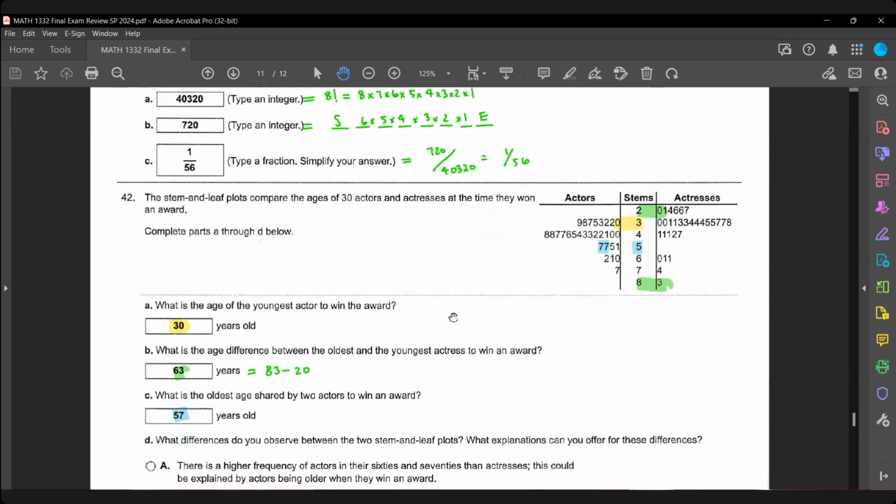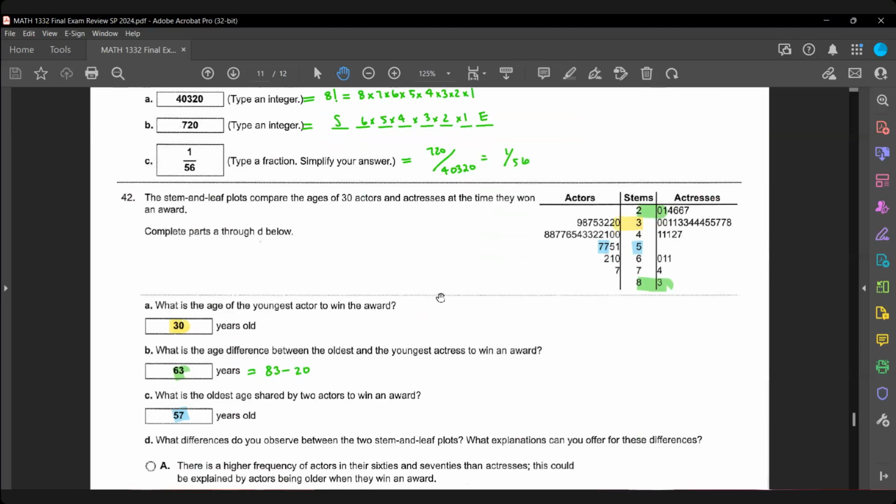42. There's a stem and leaf plot. There's 1 stem and 2 leaves. One set of leaves is about the actors' ages. The other is actresses' ages. So 0 corresponds to an actress, one actress that is 20 years old, 21. And for example, in this case, we have an actor whose age is 30.